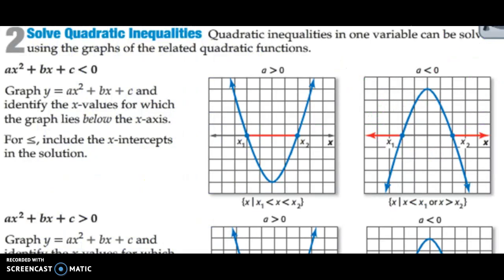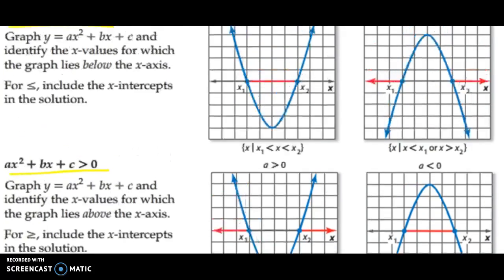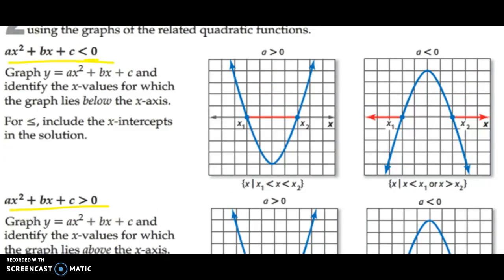All right, it says quadratic equations in one variable can be solved using graphs of the related quadratic function. So kind of the same idea. We can use this to solve. And so you'll see right here, if it's less than 0 or if it's greater than 0, we can solve it the exact same way. A little bit different though is if it's less than 0, my answers are going to be inside my parabola.